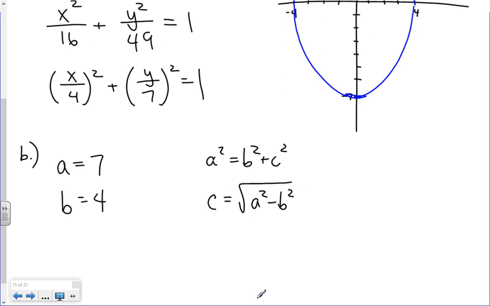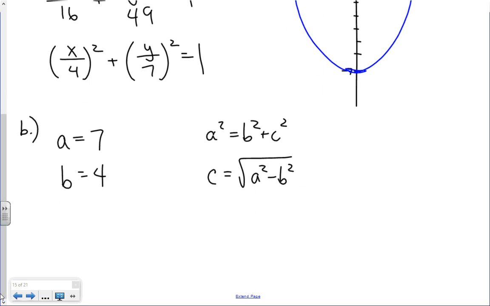And we know what A and B are, so let's just plug those in. So we have C is equal to the square root of 7 squared minus 4 squared, which is 49 minus 16, which is 33. So we end up with the square root of 33 as our value for C. So we've got A, we've got B, we've got C. Let's keep going here. I need to find out what D is.